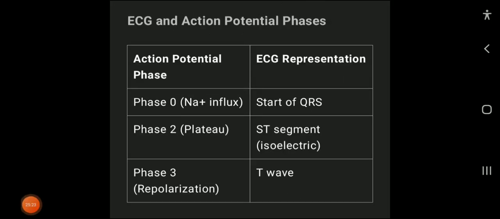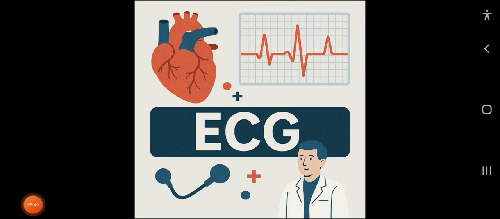Now, the comparison is there between the action potential phases and their representation in the ECG. Like how the action potential running in the cardiac myocyte is represented in the ECG. Phase 0, sodium influx, is at the start of the QRS complex. Phase 2 is represented as the plateau phase. There is the ST segment, which is an isoelectric segment, and phase 3, the repolarization time, is represented as the T wave.